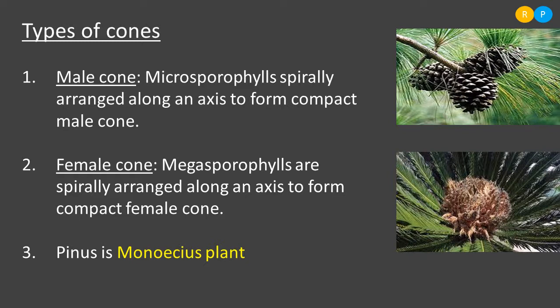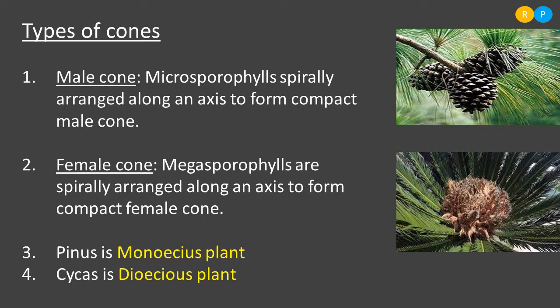The first plant we are seeing here on the screen is the pinus plant. In the pinus plant, the same plant produces both the cones, male as well as female cone, but they are not produced on the same branch. Different branches produce these two kinds of cones. Understood? And some of the plants are dioecious plants.